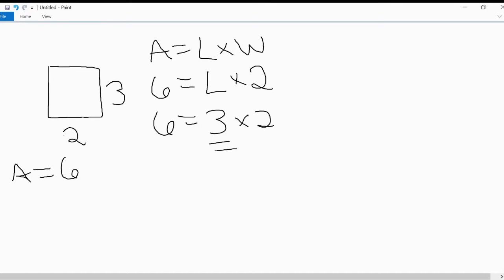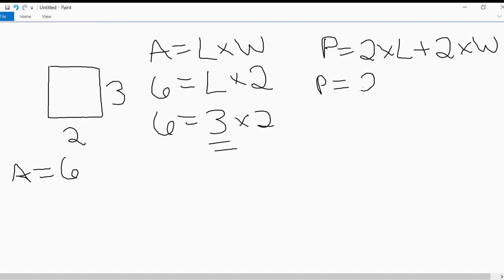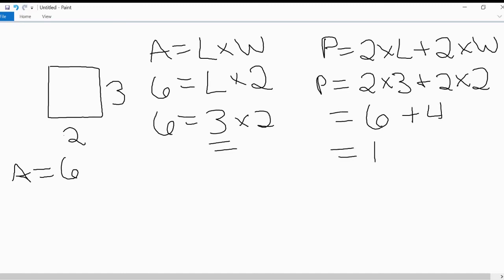After we have our length, we can then calculate perimeter. Recall that perimeter is equal to 2 times length plus 2 times width. In our case, that means we have perimeter equals 2 times 3 plus 2 times 2, which is equal to 6 plus 4, or 10 feet.